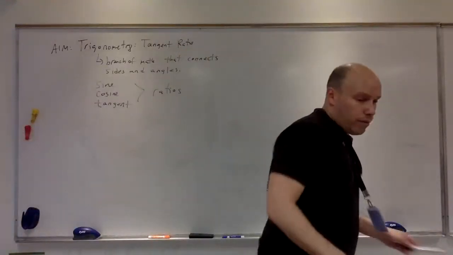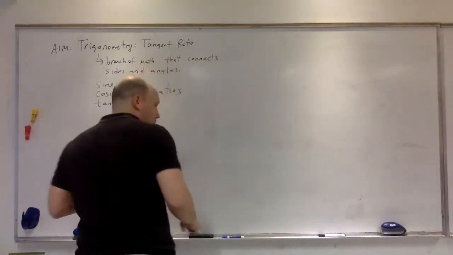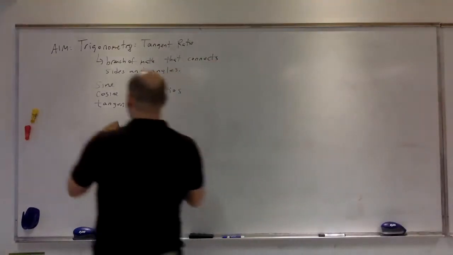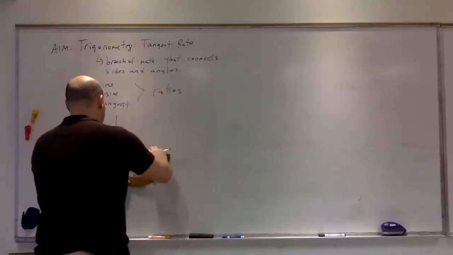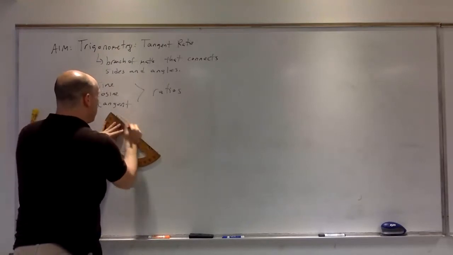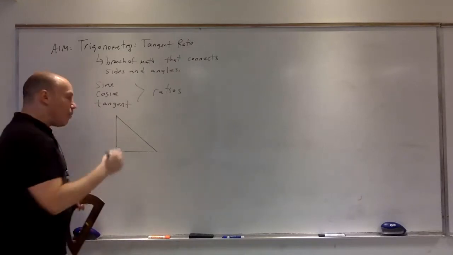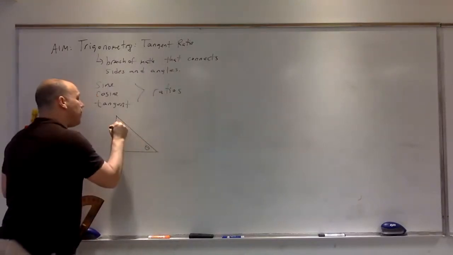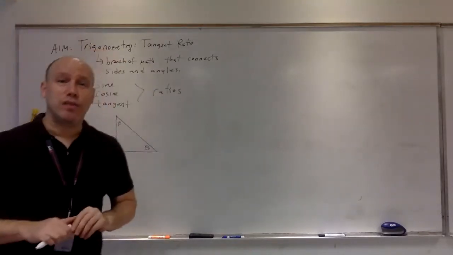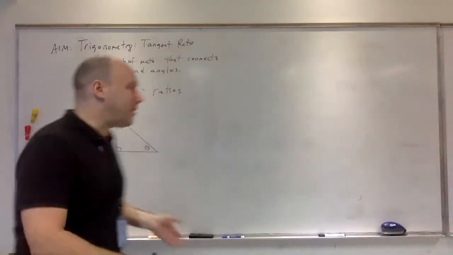The idea is you're going to be given a right triangle. Let's take a look at this right triangle. There's a right angle here, and we're going to call the two angles theta and beta. You're going to be asked to stand at one of those angles, and let's stand at theta.